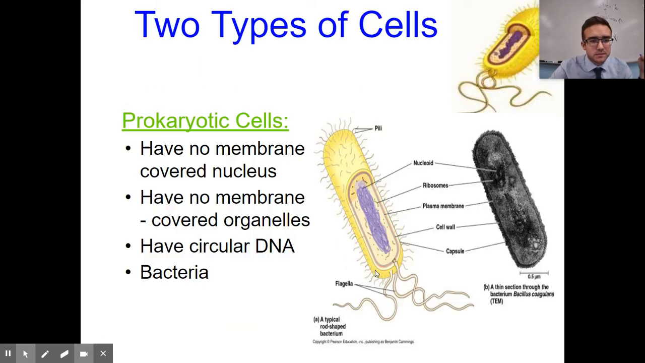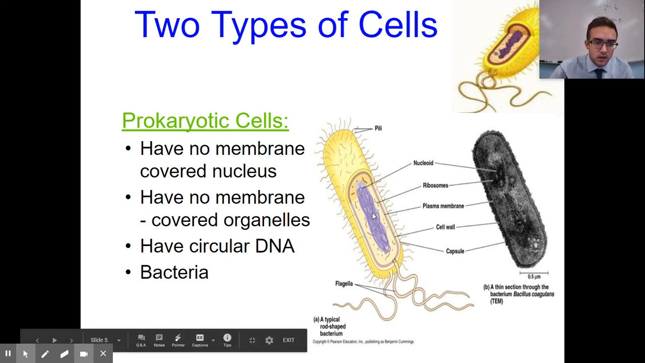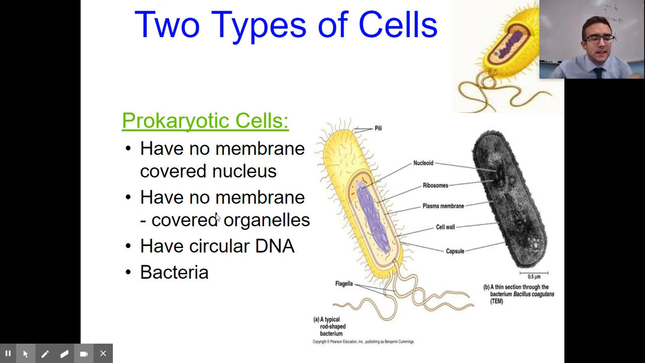Let's talk about the differences. Prokaryotic cells don't have a membrane-covered nucleus. In eukaryotic cells, the nucleus is separated from the rest of the cell. Prokaryotic cells don't have that, so there's no real nucleus to speak of. They have no membrane-covered organelles, so they don't have a Golgi apparatus or a mitochondria. They don't have these things that have a separate membrane around them.